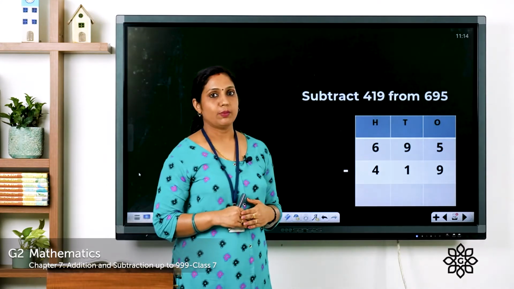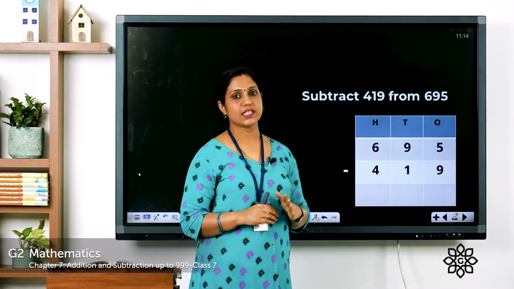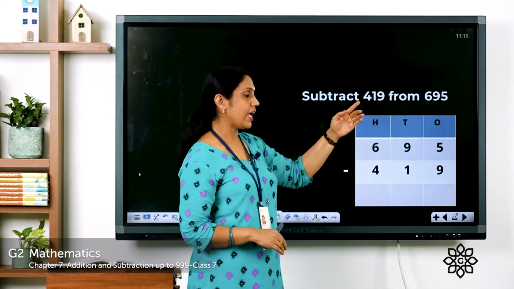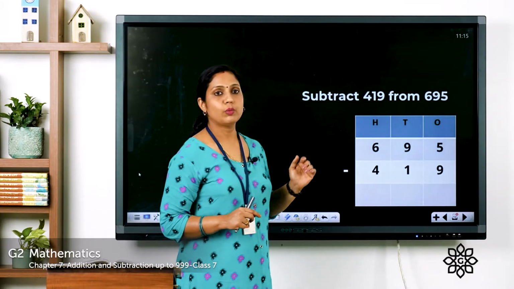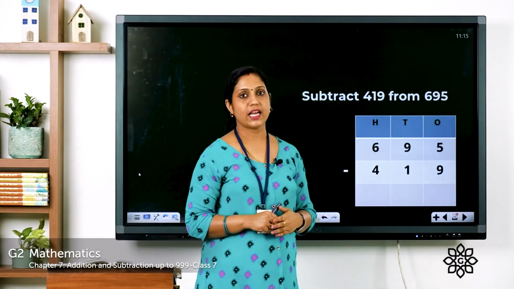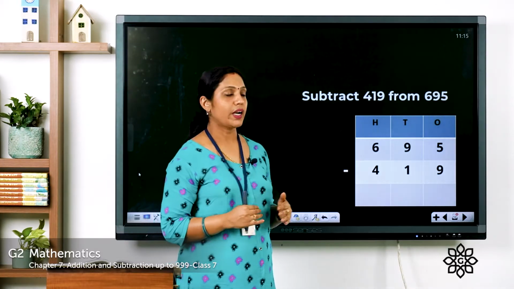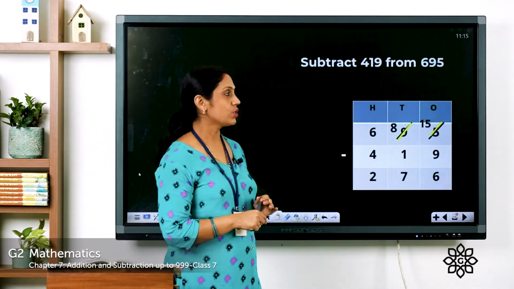Let's have a look at this number. We have subtract 419 from 695. So we'll write 695 first and below that we'll write 419. Now we'll move on to the ones place. Here we have 5 minus 9 in the ones place. So what do we have to do? We cannot subtract 9 from 5. So we have to borrow. So let's do that.